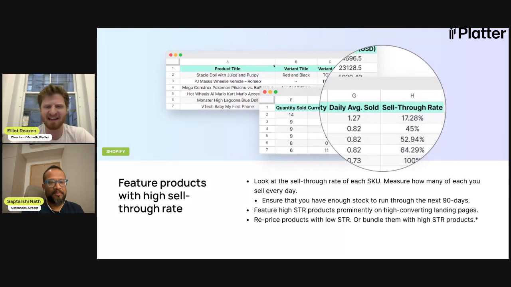I really like that. The soundbite that I'm going to take is that your sell-through rate is kind of like the conversion rate for your product. Correct.